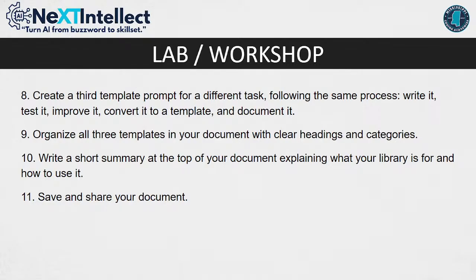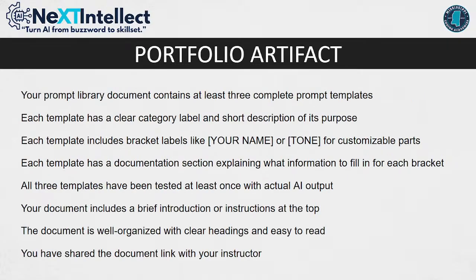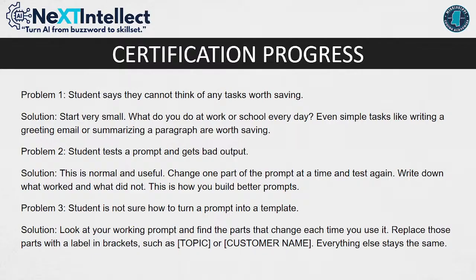Create a third template prompt for a different task, following the same process. Write it, test it, improve it, convert it to a template, and document it. Organize all 3 templates in your document with clear headings and categories. Write a short summary at the top of your document explaining what your library is for and how to use it. This will lead you to your portfolio artifact.